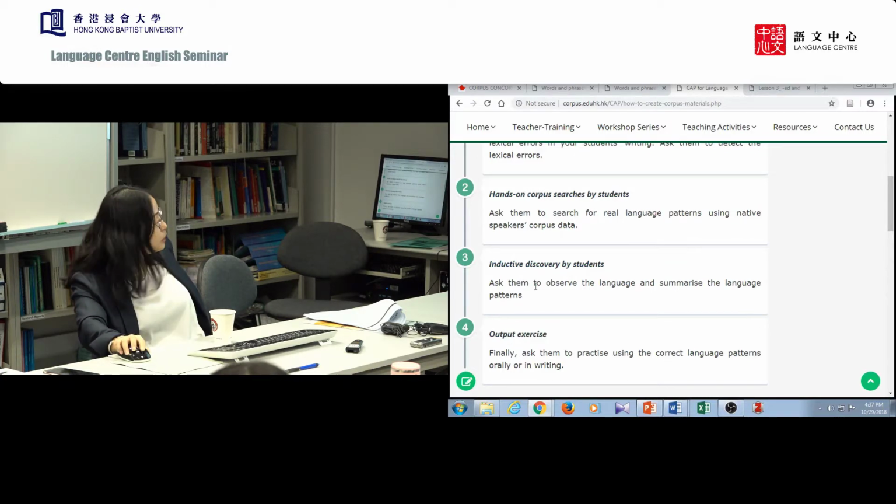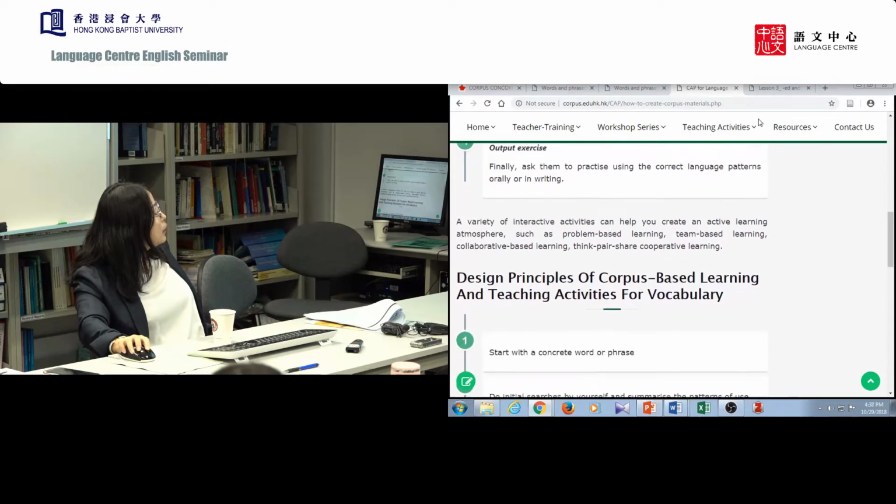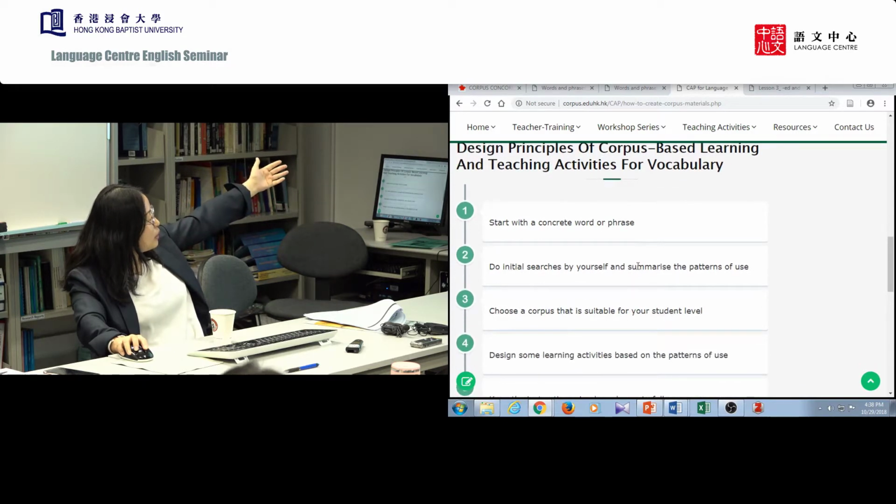They will need your guidance. They need some output exercises or activities or tasks, not only exercises, okay? And for designing corpus-based teaching and learning activities for vocabulary, I have more detailed guides, okay?